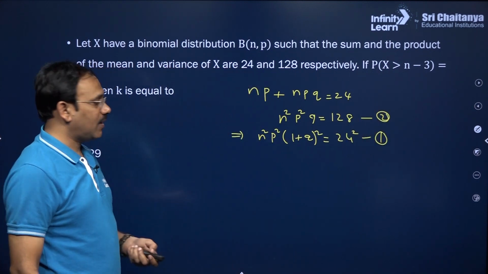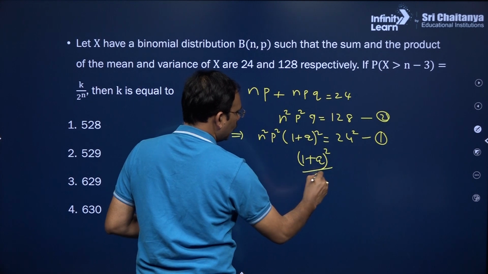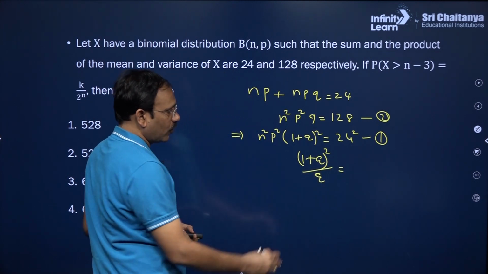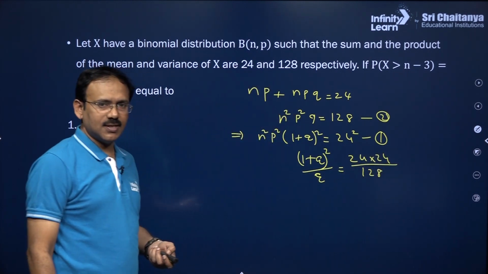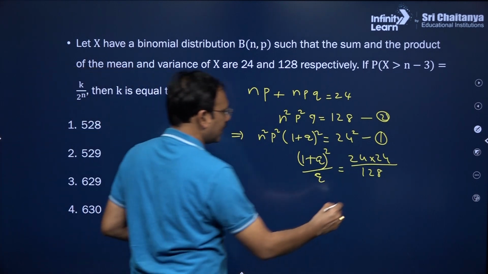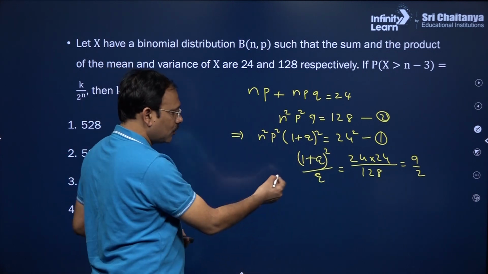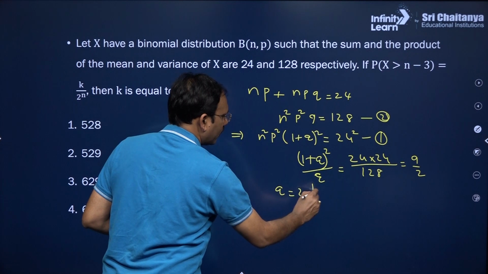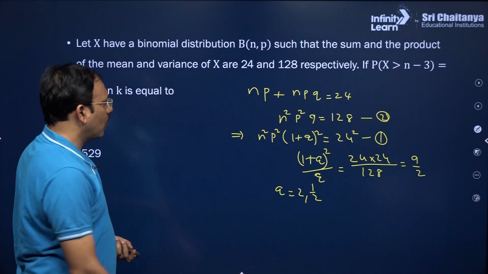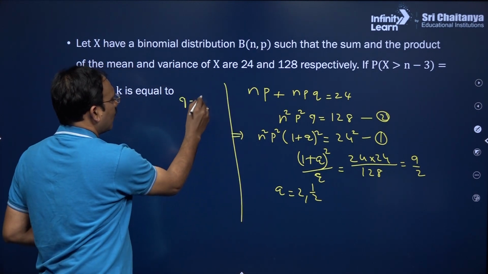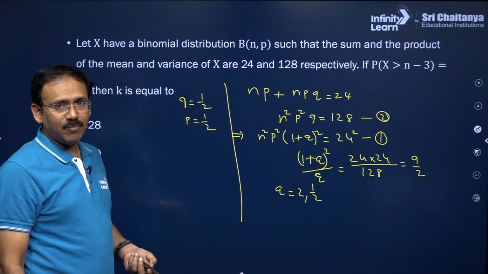To find p, q, n, you just divide this with this, (1 plus q) whole square by q is equal to, my dear friends, you are going to get 24 into 24 by 128. So this you are going to get like 9 by 2. If you solve this equation, q is equal to 2 is one possibility, 1 by 2 is the other possibility. But q cannot be 2, it is a probability. So q must be 1 by 2. So, my dear friends, in a binomial distribution, if q is 1 by 2, p is also 1 by 2, right? Because p plus q is 1.